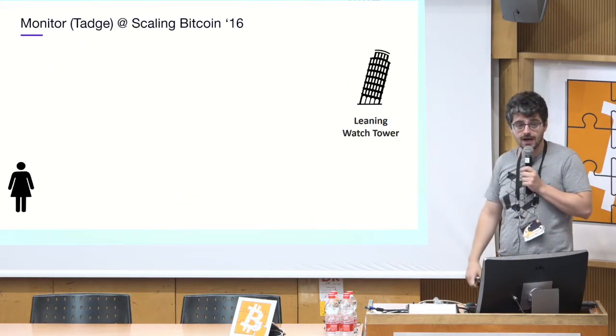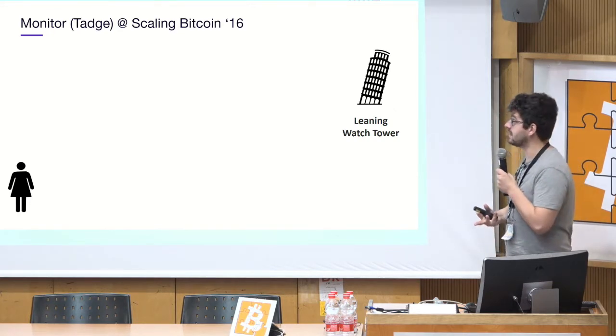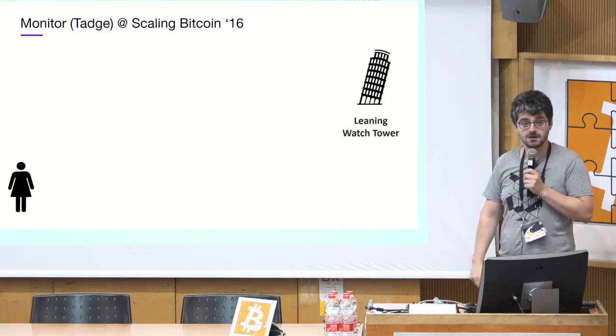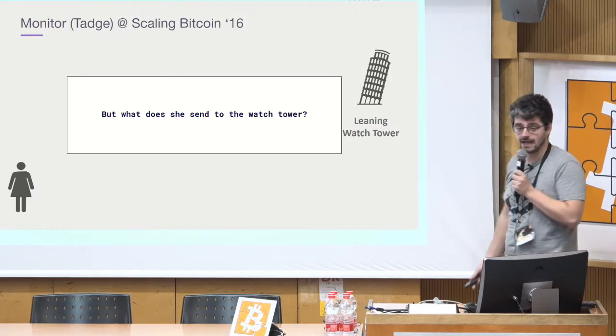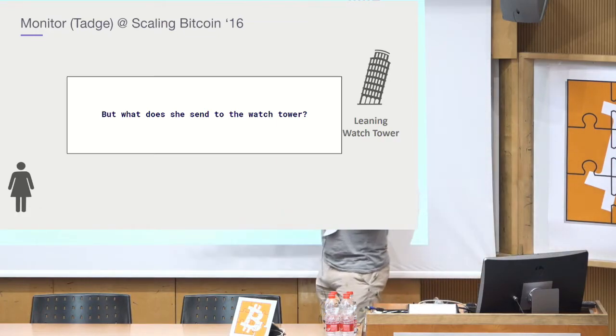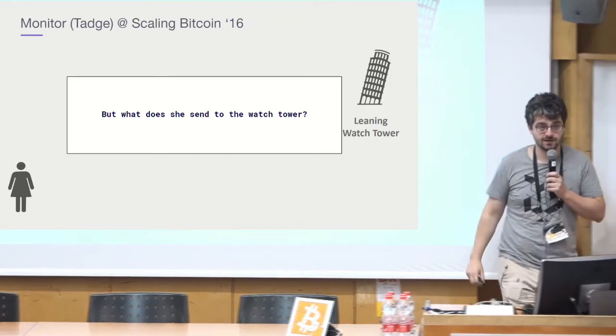What I'm going to do now is hopefully provide a short historical perspective on how these watchtowers have evolved. Back in Scaling Bitcoin 2016, Taz presented the first solution called Monitor. And I like this, it's actually quite neat. Okay, so what does Alice send to the watchtower? As I mentioned, we have Bob's transaction and Alice's justice transaction. She'll have to pre-sign this in advance.